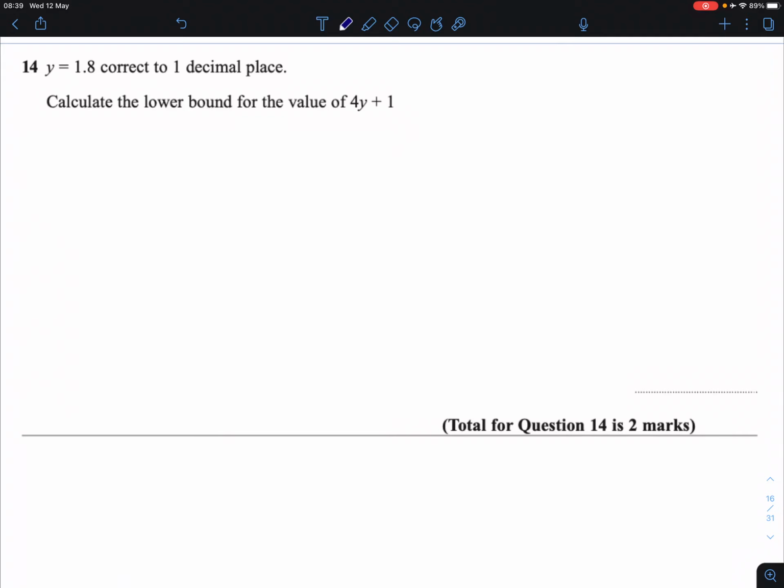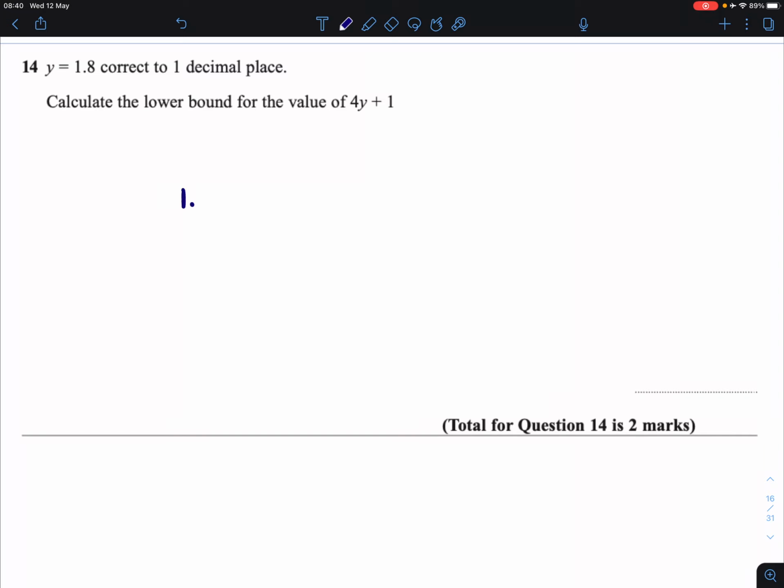Question 14. Y equals 1.8 correct to 1 decimal place. Calculate the lower bound for the value for 4y plus 1. So whenever you are dealing with bounds, what you want to do is any of the numbers that you're given, you've got to find the bounds of them. And if you want a default option here, write down the upper and the lower bound. This will make it easier to deal with more difficult questions.